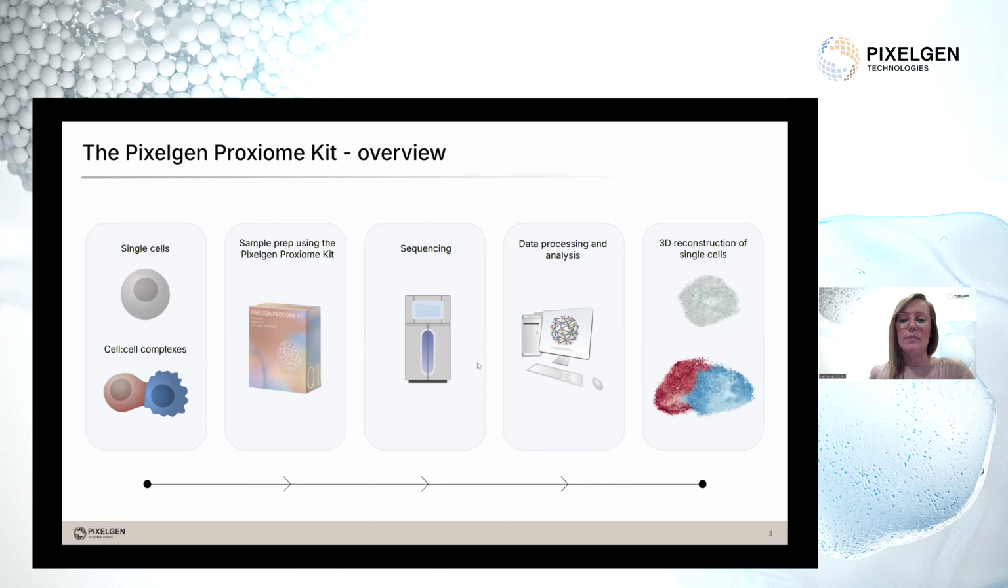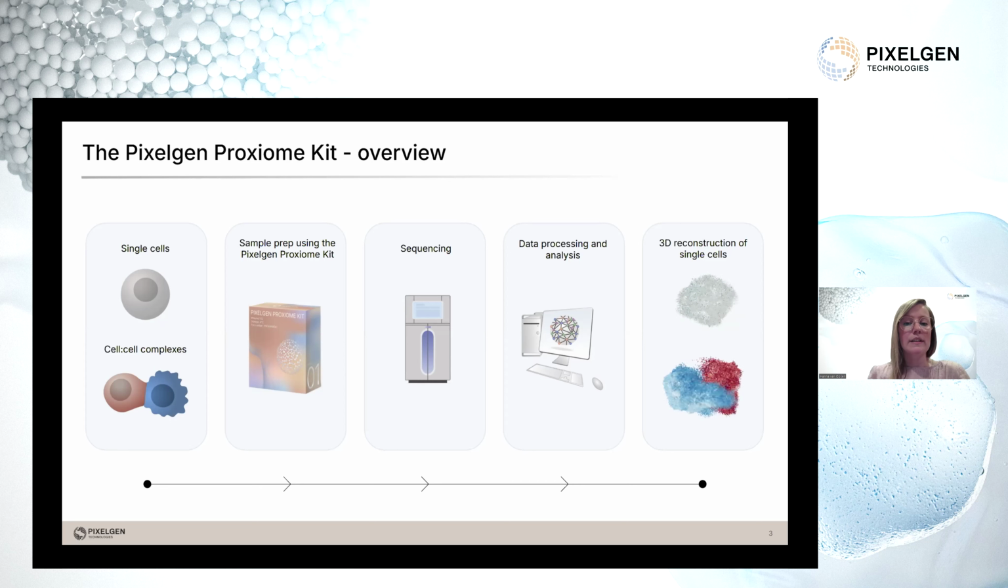Following this sequencing, you perform data analysis, and this enables you to regenerate the 3D surface map of every single cell. So here you can see an individual cell, for example, or a cell-cell complex where you have two different cells that are interacting with each other.